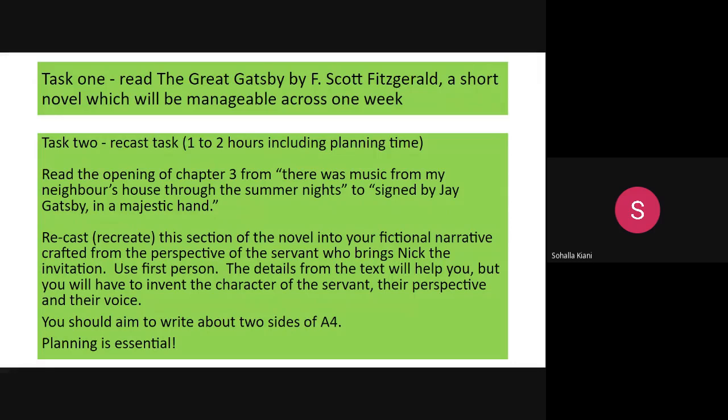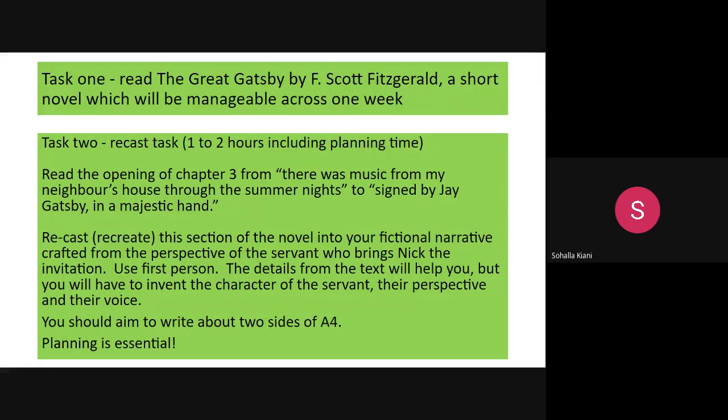Moving on to task 2. So this is a recast task. You should spend between 1 to 2 hours on it, including planning time. You will only focus on a section of the text, chapter 3, from 'There was music from my neighbour's house' for the summer nights to 'Signed by J. Gatsby in a majestic hand'.